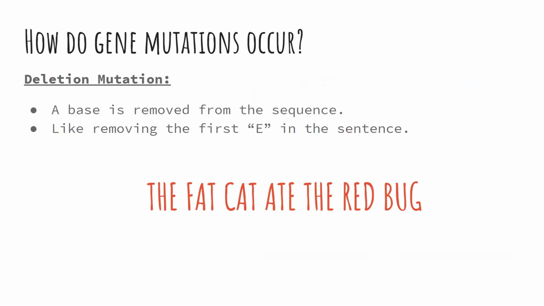The last kind of gene mutation, where there's a change in the sequence of bases, is called a deletion mutation. When you delete something, you get rid of it or you remove it. So in a deletion mutation, you're taking away a base. So it's like removing the first E in the sentence. Remember, our sentence is the fat cat ate the red bug. So it's like removing the E from the first word.